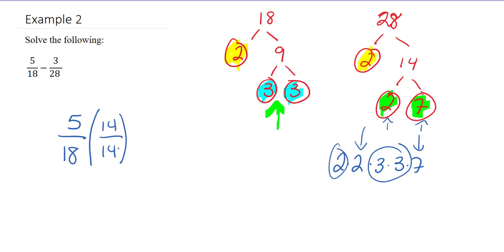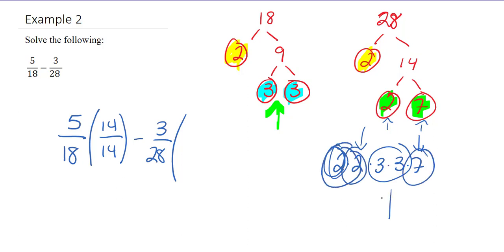Then we have minus 3/28, and for this one, if we have 28, we have these 2's and this 7, and then we're missing the 3 and 3. So that's 9, so let's go ahead and multiply.